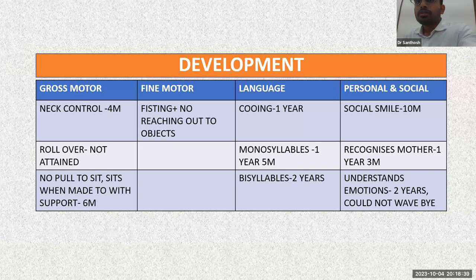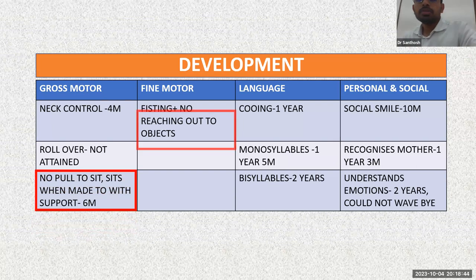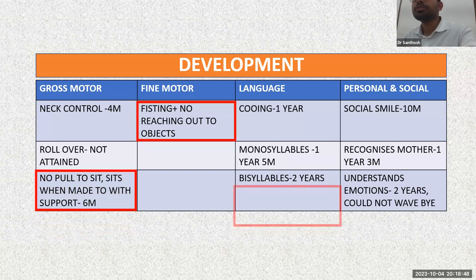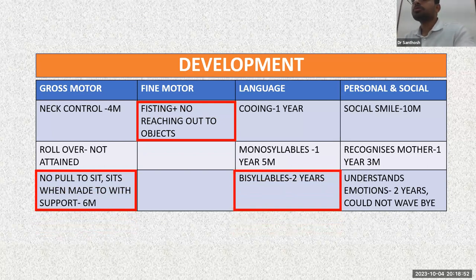Coming to developmental milestones, in gross motor, neck control was achieved at 4 months, rollover not attained, no pull to sit, sits when made to sit. Fine motor, only fisting was there, no reaching out for objects. Language, cooing, as well as monosyllables by 1 year 5 months, and bisyllables by 2 years. Social smile by 10 months, recognizing mother by around 1 year 3 months, and understanding emotions; could not wave bye-bye.